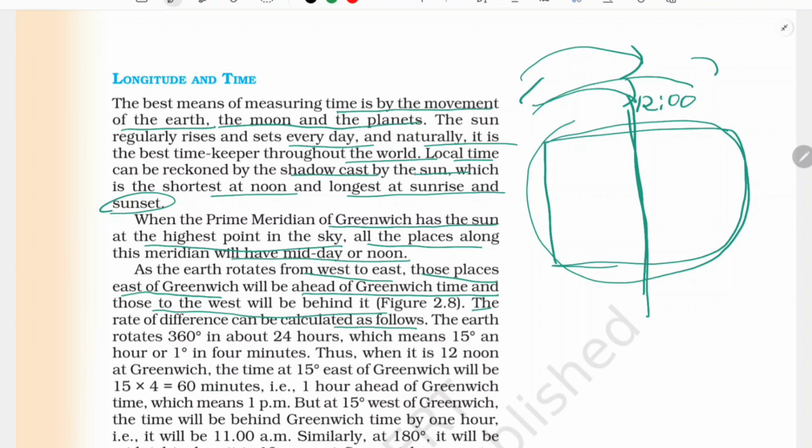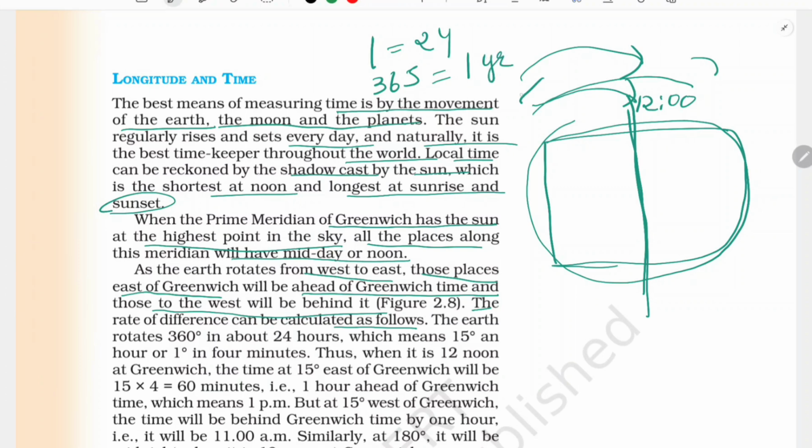It is rotating in itself as well as revolving around the sun. I hope you know the concept of rotation and revolution, isn't it? Rotating means it is rotating on its own axis. One complete rotation will mark one day, that is 24 hours. One complete revolution is 365 days, which marks 1 year. I hope you know this concept.